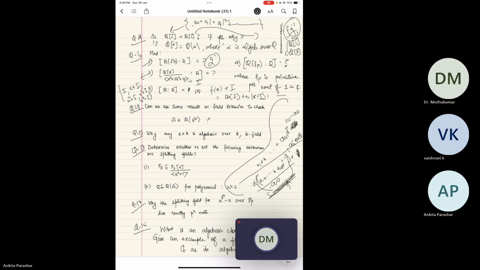Do you follow what I said? Can you give me a linearly independent set which has infinitely many elements? Yes, Vaishnavi? You can take 1, √2, (√2)², and so on. But the square of √2 will be 2, and then you will be back in Q, right? Yeah.